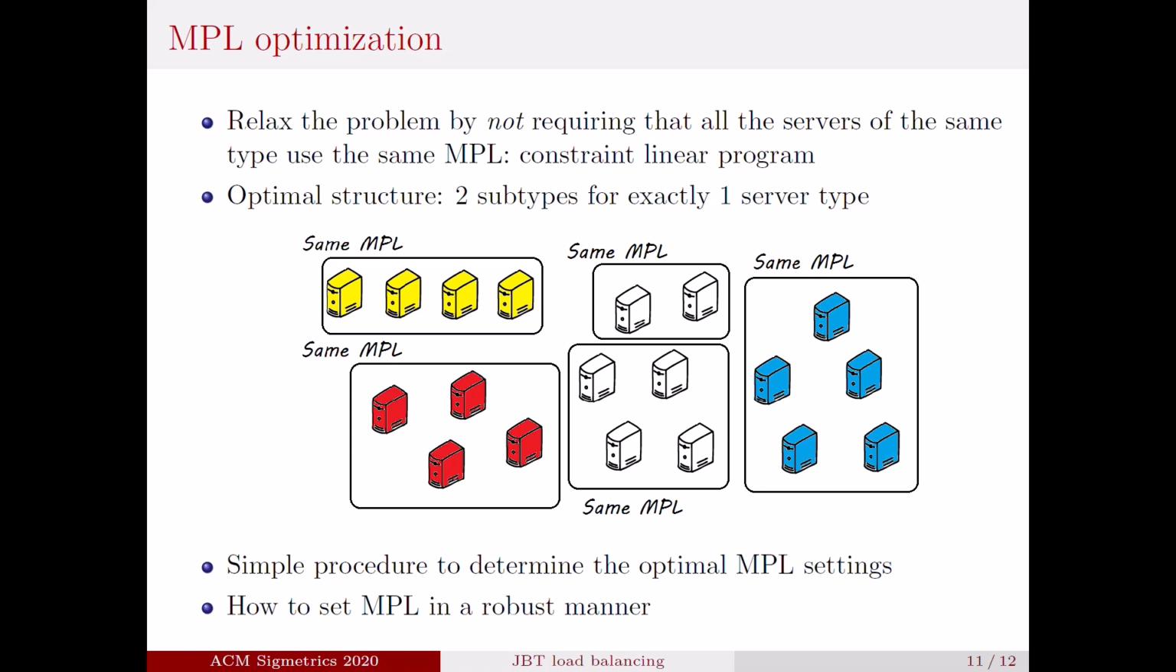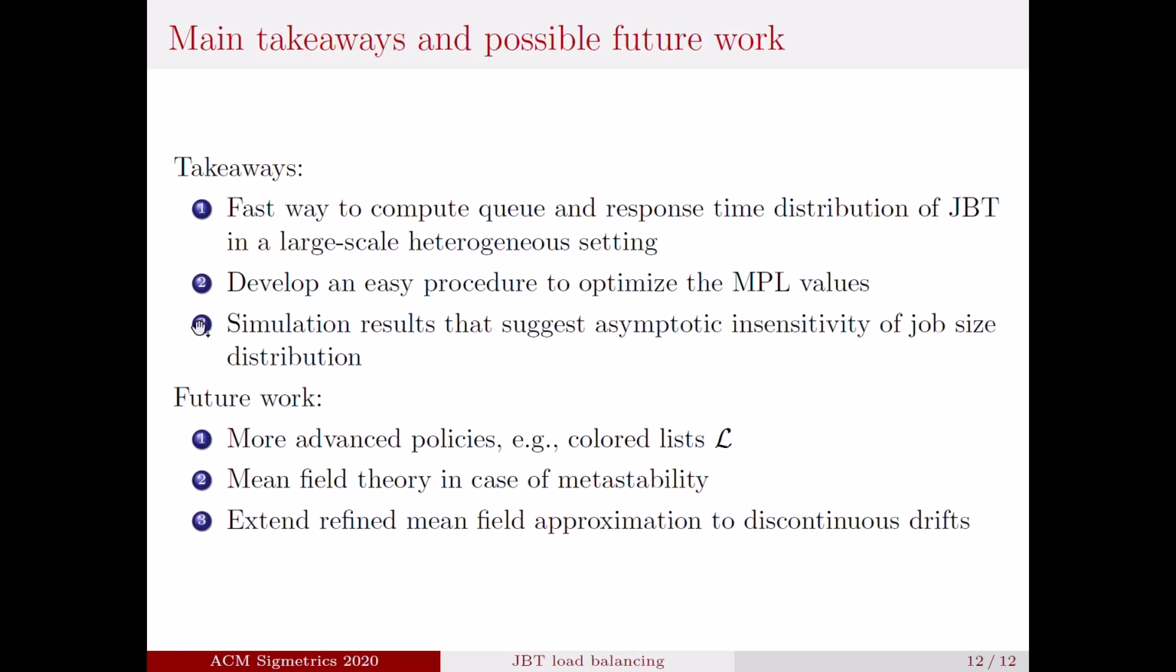Okay, so this concludes the optimization part. So let me just summarize the main takeaway messages of the paper and then discuss a bit about possible future work. So in the paper, what we did was we provide a fast and easy way to compute the queue length and the response time distribution of the join below threshold load balancer in a large-scale heterogeneous system. And the idea is essentially that we simply need to compute the fixed point of the differential inclusion, and from that we can compute the queue length and the response time distribution.